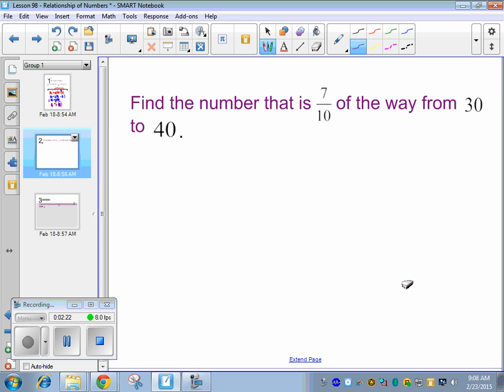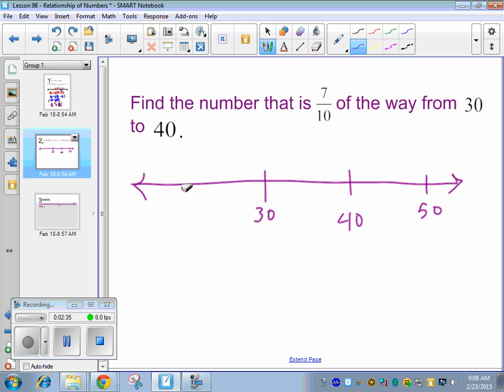Find a number that is 7/10 of the way from 30 to 40. So if we were doing a number line, and let's say this is 30, this is 40, this is 50, this is 20. So we're going from 30 to 40, and I want to go 7/10 of the way. Some of you might be able to do that in your head, okay?